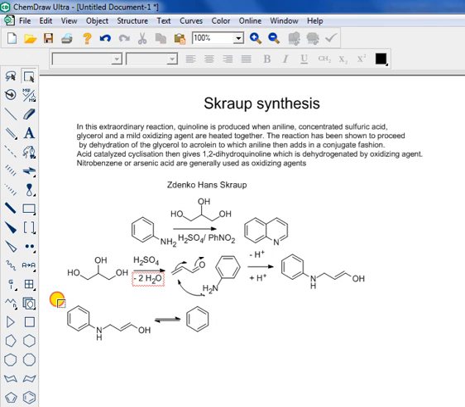Better you copy this one. Copy. So this is good for BSc third year students and MSc students, that you are learning ChemDraw with me. So it is very good for your project work.